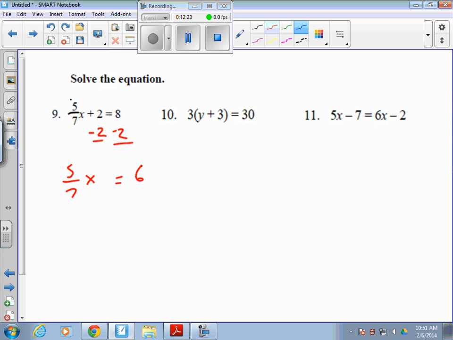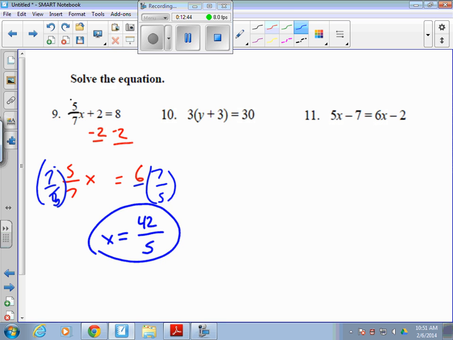But remember, dividing by a fraction and multiplying by its reciprocal are the same thing. So instead of wasting 2 steps, we'll just multiply by 7 over 5. That'll cancel it out when you multiply this side by 7 over 5. 6 times 7 is 42. 1 times 5 is 5. x equals 42 over 5.